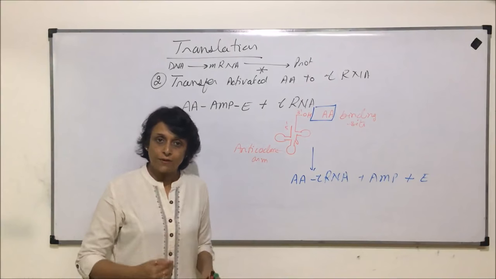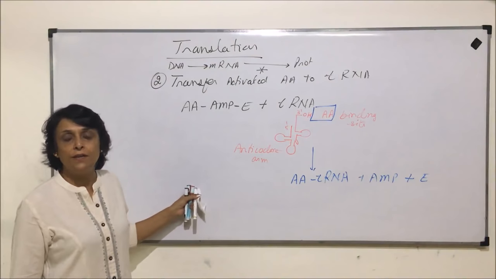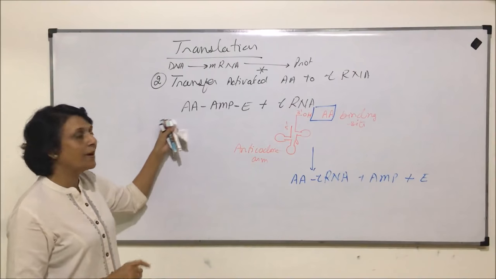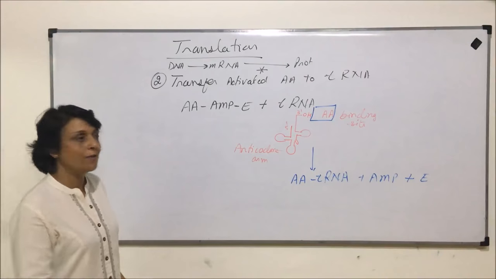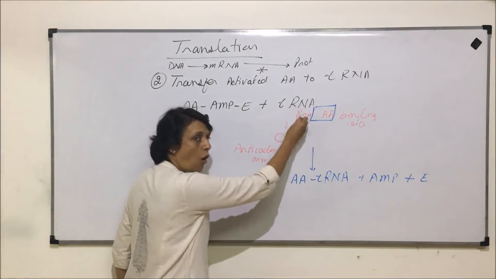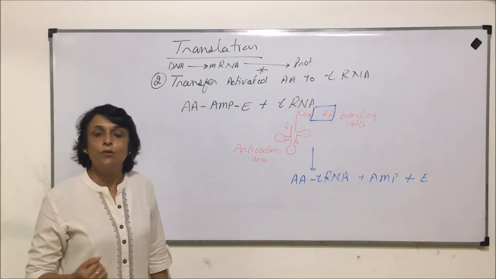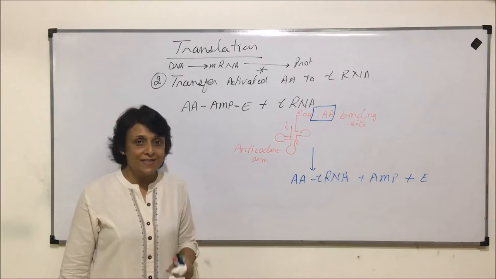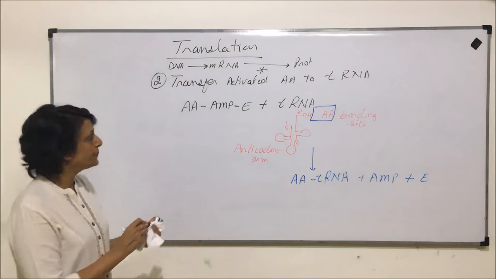We will come to the third step, that is now the process of protein synthesis. So the first one was activation, where amino acids get activated. Second, that activated amino acid needs to be transferred onto the tRNA. And now this tRNA is going to take it to the site. Step number three is the protein synthesis. So let us talk about step number three now.